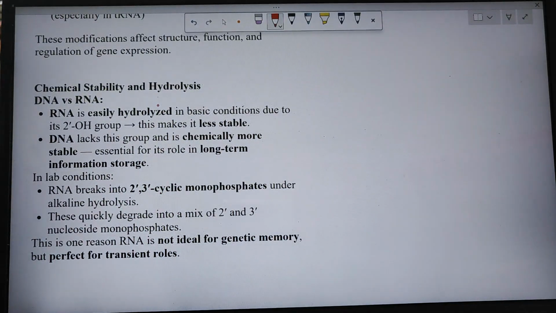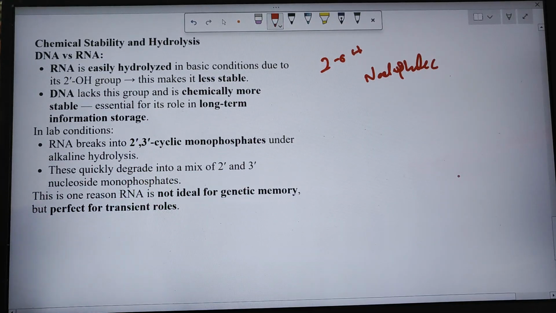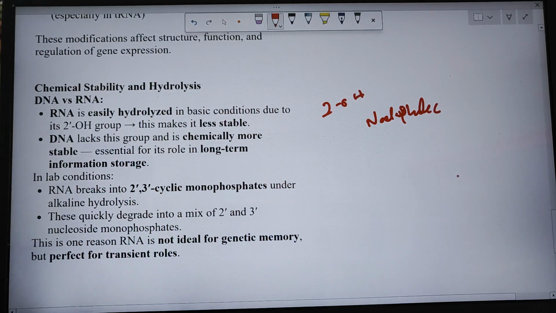So what is the reason for the less stability? Since RNA has the OH group at the carbon number 2, this hydroxyl group is nucleophilic, meaning it loves the nucleus by donating electrons to form a chemical bond. So this OH group is always ready to donate electrons. That's why it is chemically highly reactive.